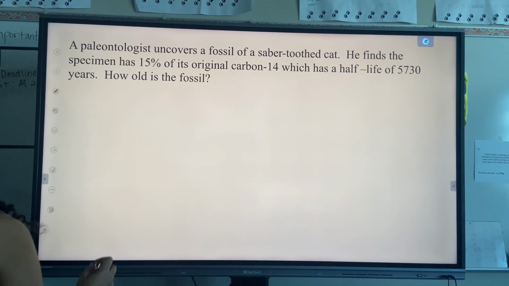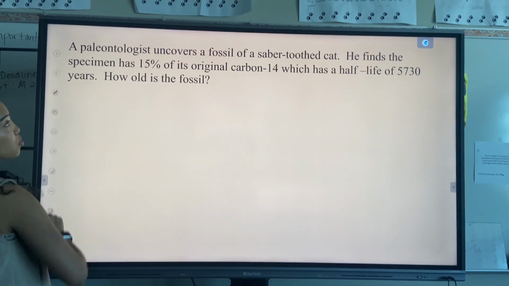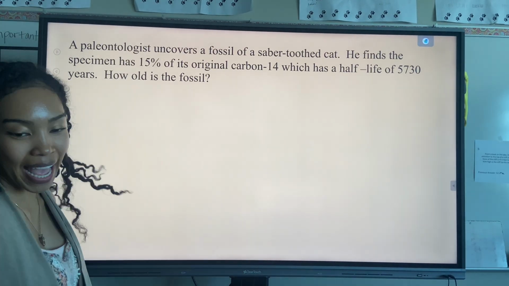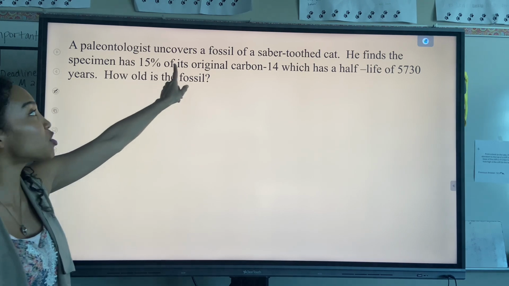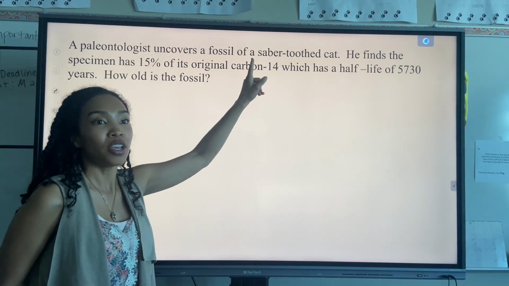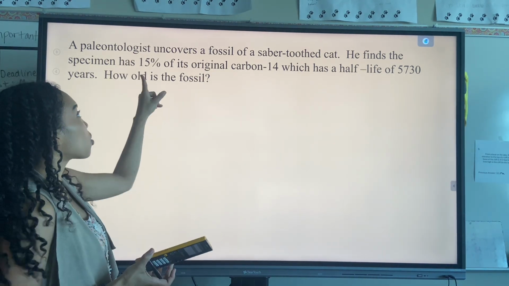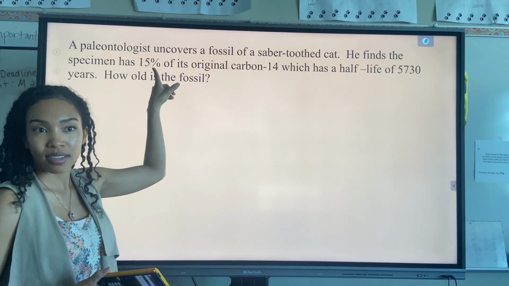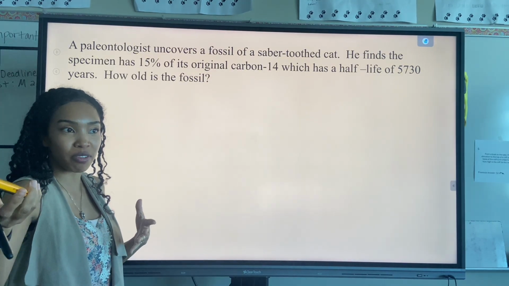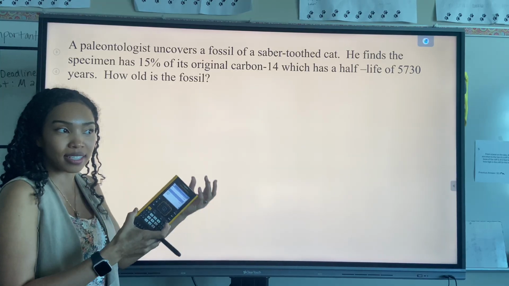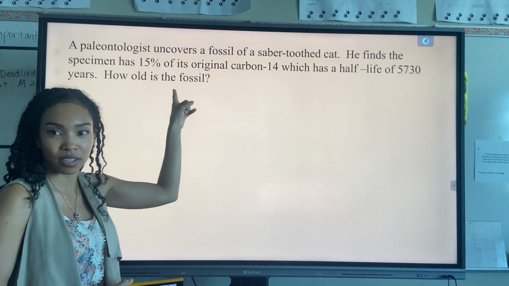A paleontologist uncovers a fossil of a saber-toothed cat. He finds the specimen has 15% of its original carbon-14. So guys, if it now has only 15%, how much did it start off with? 100%. Think about your cell phone. You start off with 100% and then it dies down and now it's only on 15%, okay?